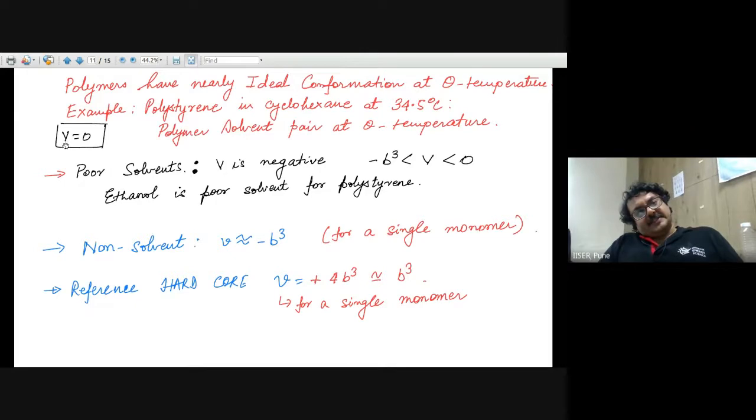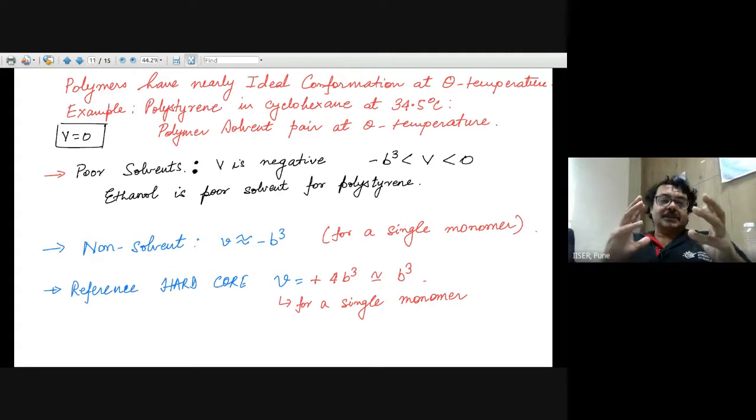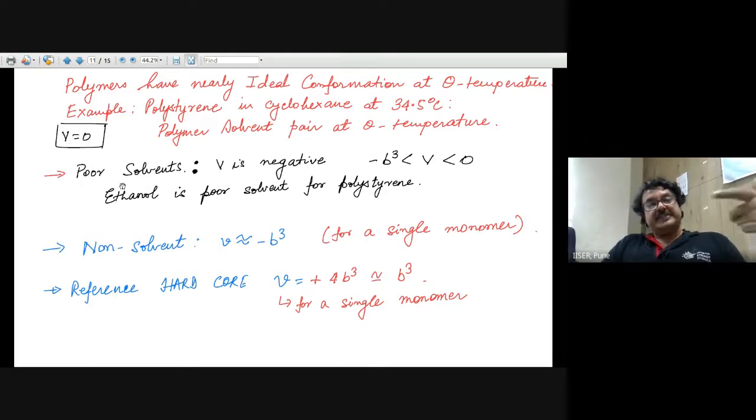At theta temperature, the excluded volume v equals 0, in spite of the fact that there can't be overlap between the monomers, because there's an attraction. Now, if you keep on increasing the attraction, you can go into the poor solvent case. Because epsilon, the depth of the potential, increases, v can become negative after 0. And when minus b cube is less than v is less than 0, then you call it a poor solvent.